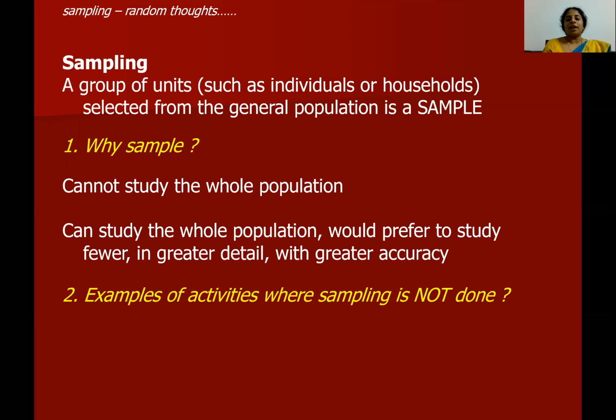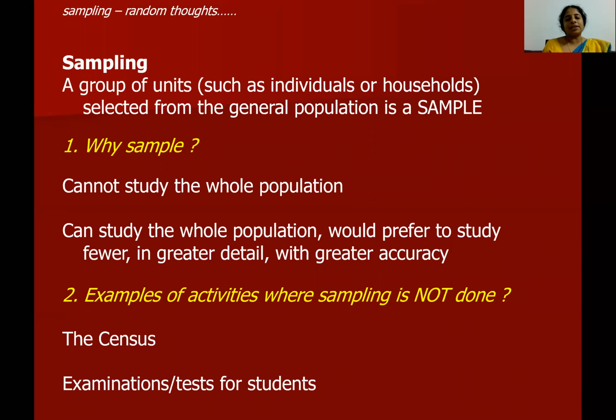Clear? Okay. Examples of activities where sampling cannot be done. The most important example is your exam. You want to assess the performance of a batch of 150 MBBS students. You cannot sample 10 students and conduct a university exam only for them. You cannot do that. You have to make every student undergo the exam. Another example is your census. In census, you measure everybody. So there are only a few activities where there is no sampling done.